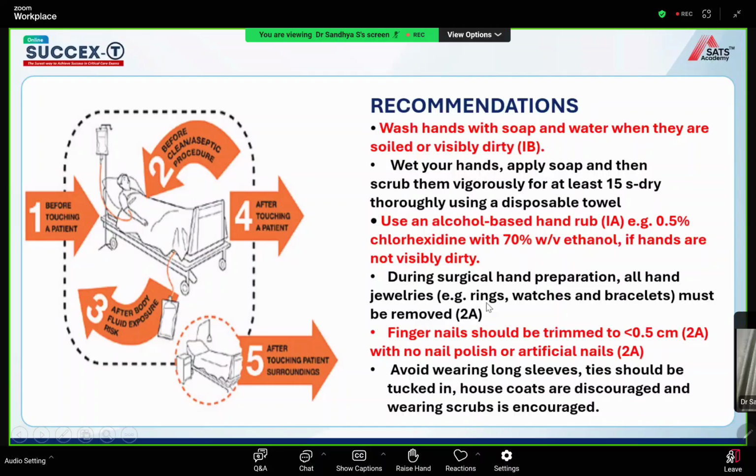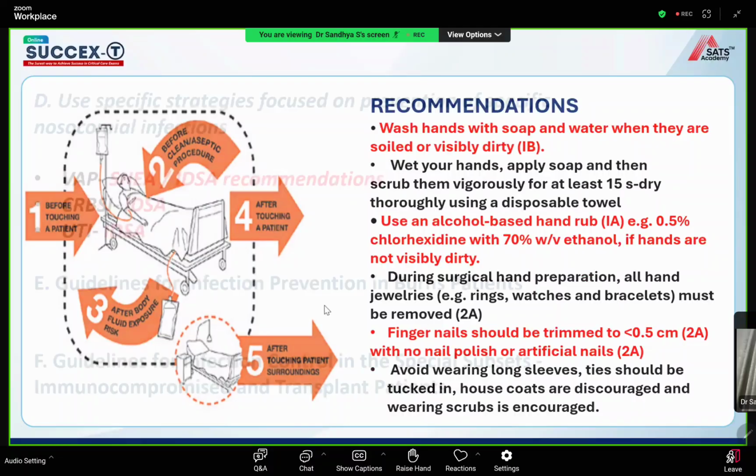And during surgical hand preparation, all hand jewelry should be removed. Fingernails should be trimmed, and no artificial nails or polish should be used. And now we are coming up in a strong way to avoid wearing long sleeves and lab coats within the ICU. Ties should be tucked in if ever they are used. And then wearing scrubs is being encouraged nowadays. So these recommendations you should be knowing whenever you are asked to write on hand hygiene.